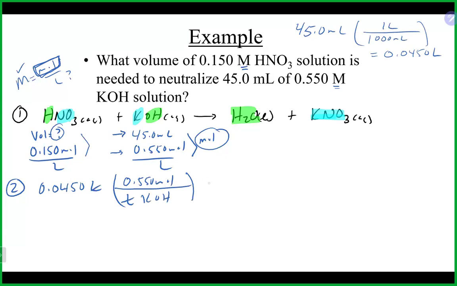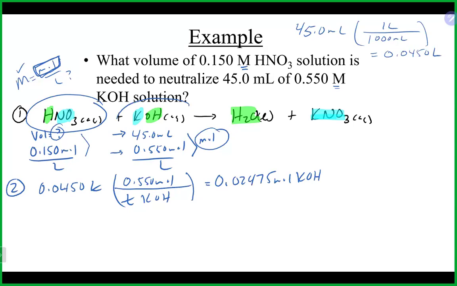Liters are going to cancel, going to leave me with moles. And we will end up with 0.045 times 0.55. Going to end up here with 0.02475 moles of KOH. So remember, though, that in this case, we were interested in the nitric acid.